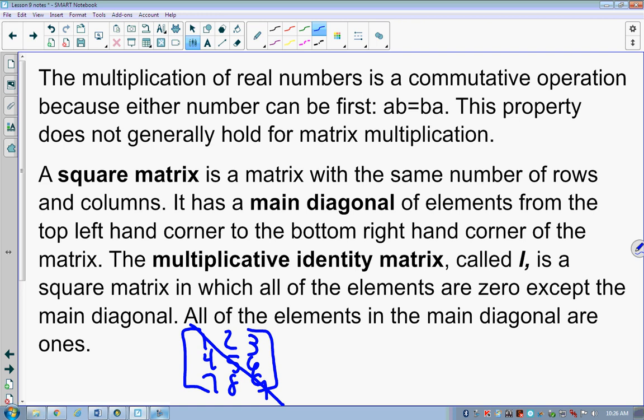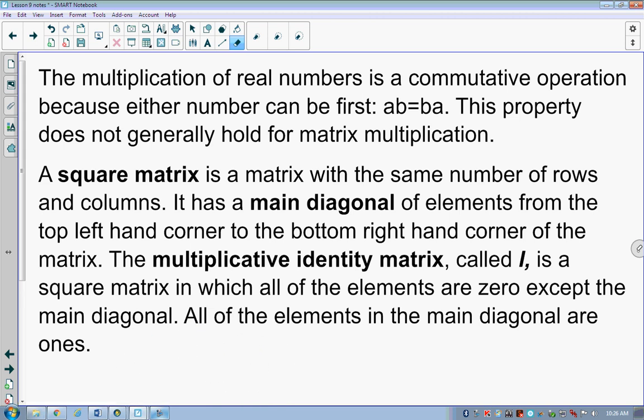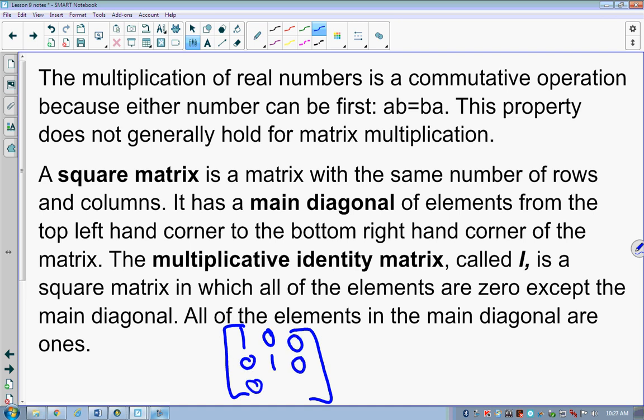A multiplicative identity matrix is called I, shown there with a capital italicized I. It is a square matrix in which all the elements are 0 except the main diagonal. All of the elements in the main diagonal are 1s. This is another place where your book is wrong, because it says all the elements in the main diagonal are 0. That's incorrect. So an identity matrix of 3 by 3 is going to look like this: 1, 0, 0, 0, 1, 0, 0, 0, 1. And if I take any matrix times an identity matrix, I'm going to get the original matrix.